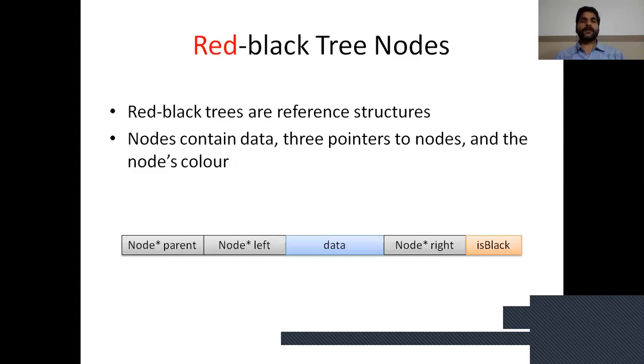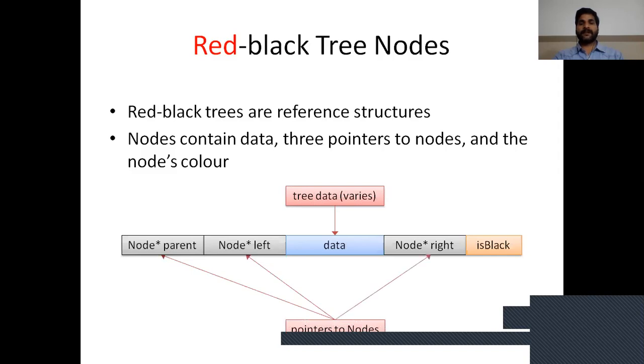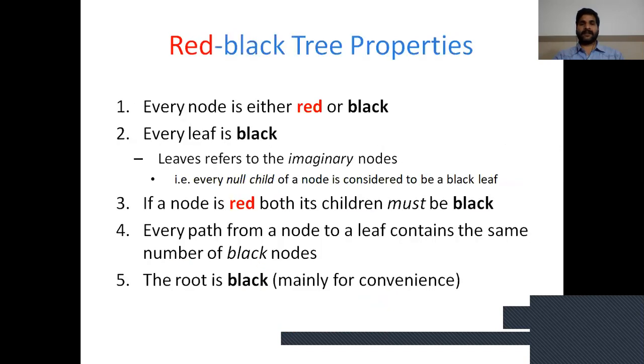So red-black tree nodes are a reference structure. A node contains data, pointers to its child nodes, and then the node's color, like this: the data, the node pointers, and the color stored like a Boolean.